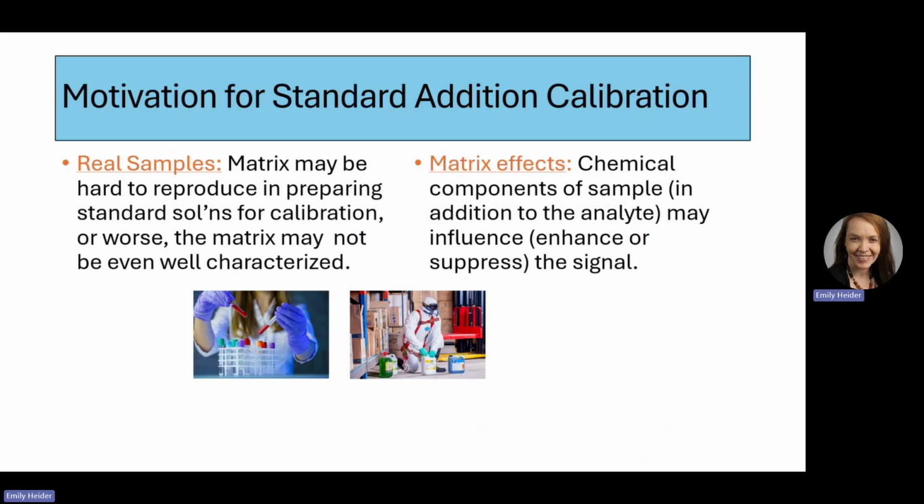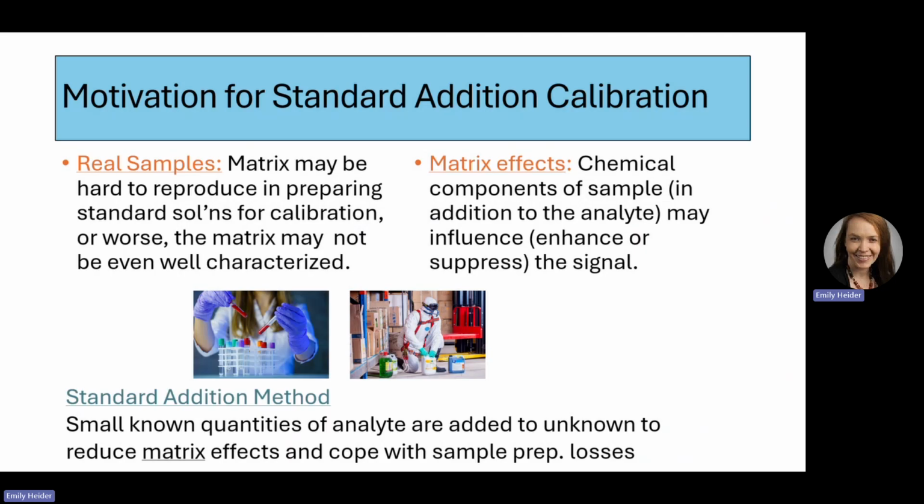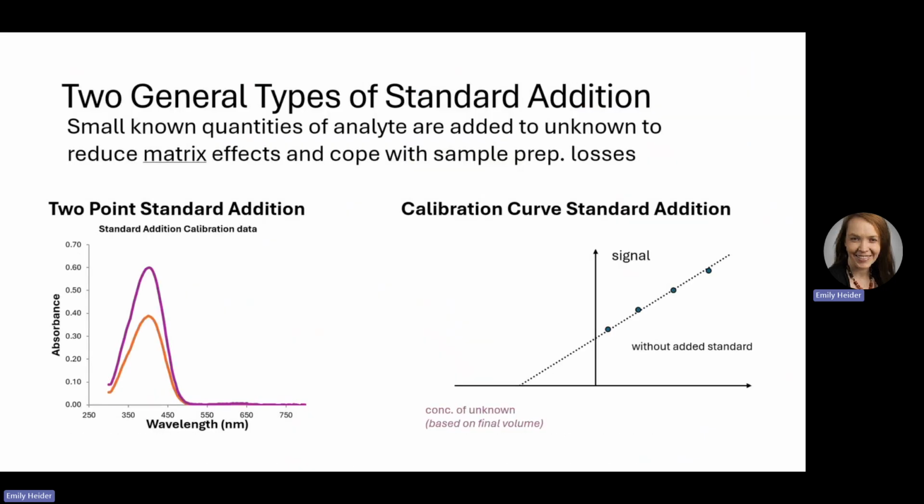So if we're worried that our matrix has chemical components in addition to the analyte that could either enhance or suppress the signal, then we need to account for those matrix effects. And the really convenient way to do that is with standard addition calibration. So with standard addition, we add small known quantities of our analyte within the sample matrix to each of our standards so that we can account for the matrix effects and cope with sample preparation loss.